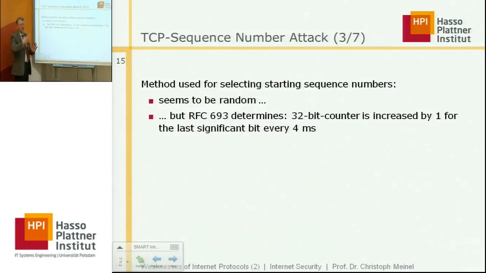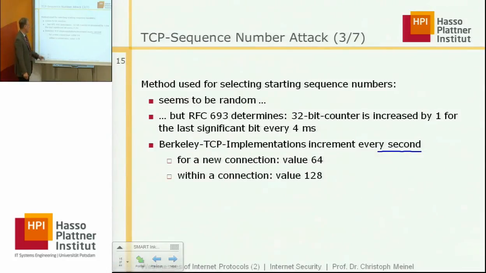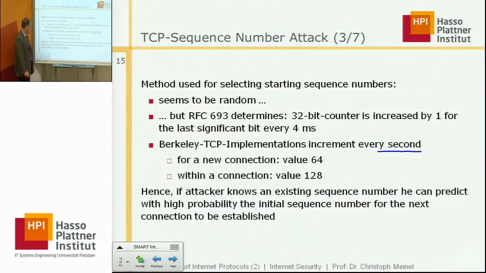So from outside, it looks very random because the establishment of a new connection can be at an arbitrary point in time. This is what the RFC says, and it's quite secure. But then, what was done in the implementation? In the Berkeley TCP implementation, they increment not every 4 microseconds, they increment every second. So now it becomes more and more considered to be determined and not randomly chosen. For a new connection, the value 64 is used. Within a connection, the value 128 is used.